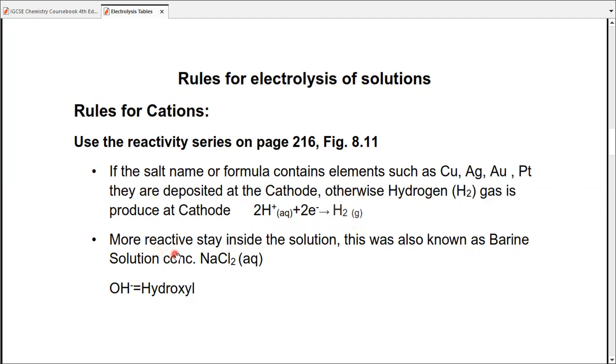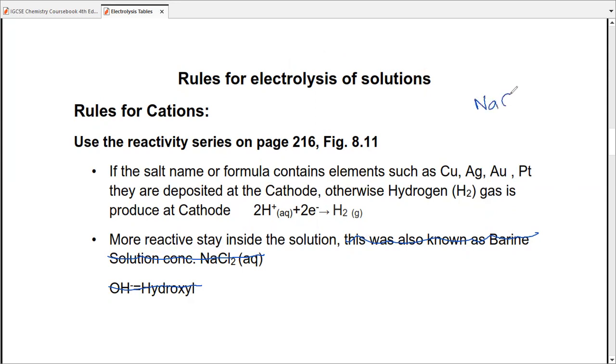On the other hand, since we know the actual principle, more reactive ion stays inside the solution. Okay, he's making a lot of mistakes. Since a student compiled it, he has made a lot of mistakes. Okay, so more reactive ion stays inside the solution.